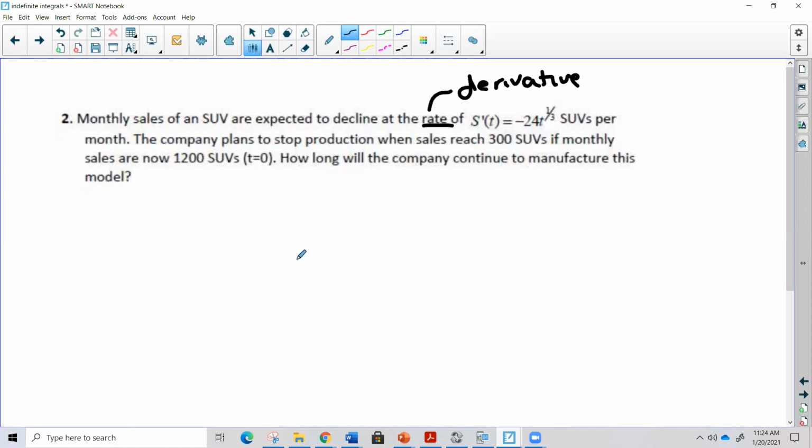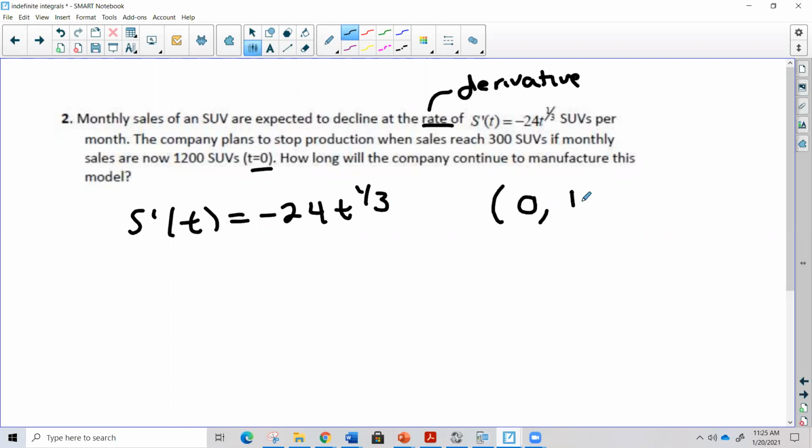The company plans to stop production when 600 SUVs. If monthly sales are now 1,200 SUVs at time t equals 0, how long will the company continue to manufacture this model? Okay, so I know a few things. I know that the derivative or the rate of change of SUVs is this function. And I know a point on the graph. I know when t equals 0, my SUVs are 1,200. So when t equals 0, we know S of t, or S, is 1,200 SUVs.